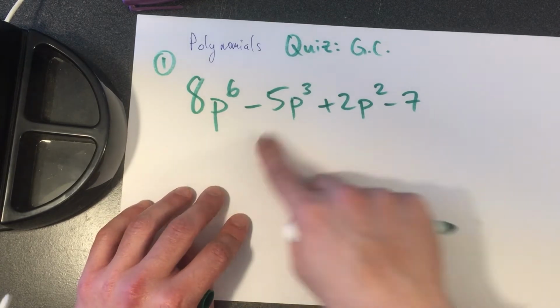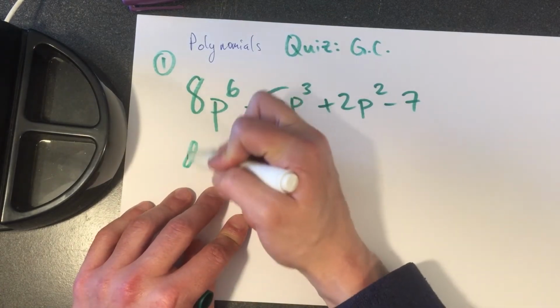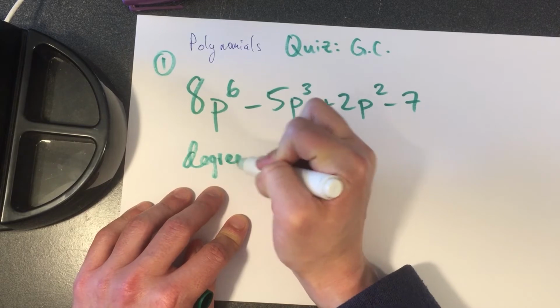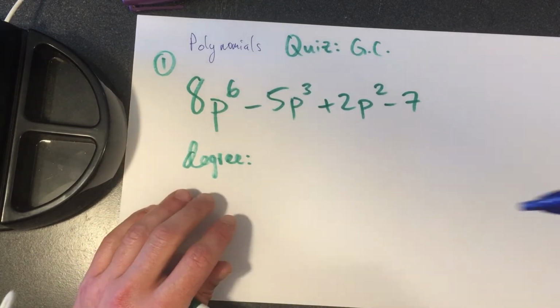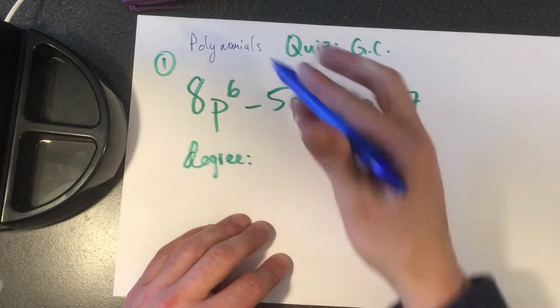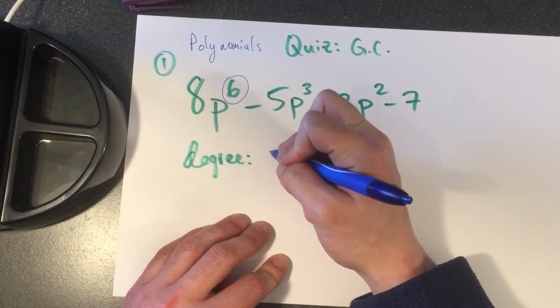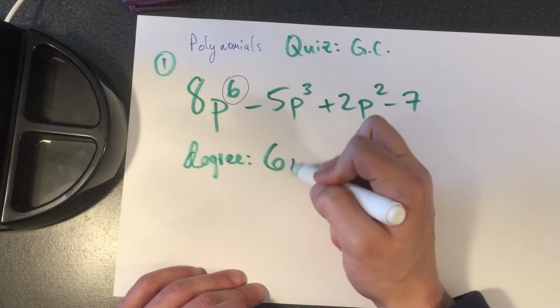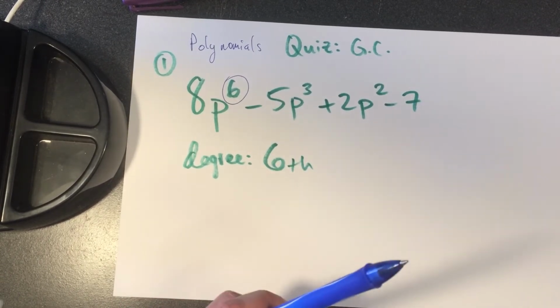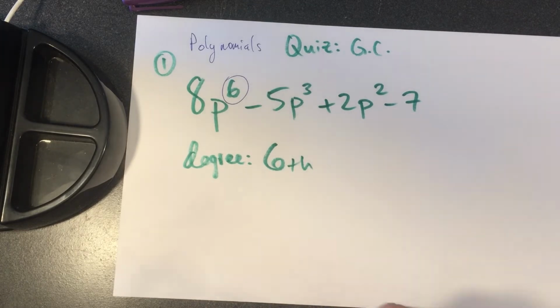So, well, let's analyze this polynomial. Let's look at its degree. Its degree, well, I look at the highest power. It's right here. So my degree is 6. Or you can put 6th. Doesn't really matter if you had the th. I don't care. Maybe some other schools do.